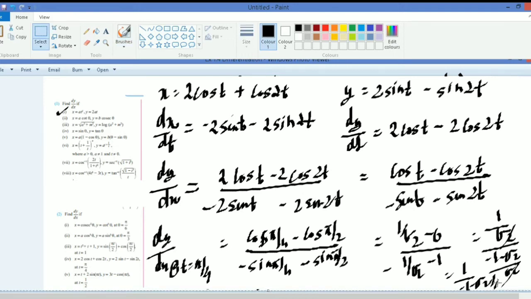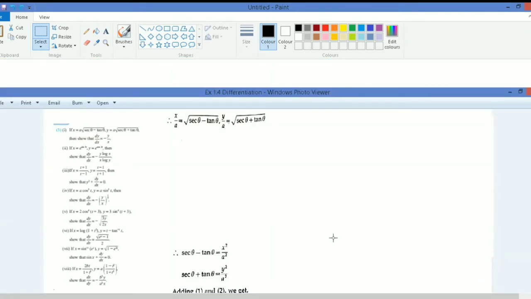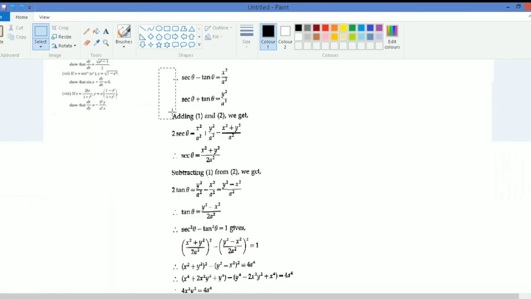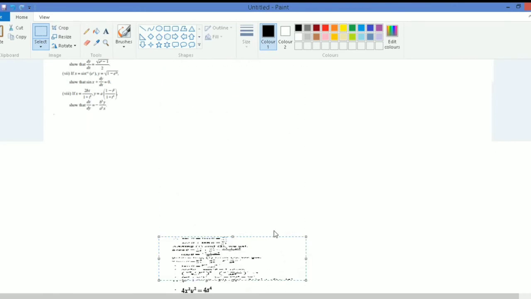Now let us move on and try to do the third question. In the third question, let's take the first example, which is x is equal to a root of sec theta minus tan theta, and y is equal to a root of sec theta plus tan theta. And we have to prove dy by dx is equal to minus y by x. So in this question, what we will do is we will try to get this.